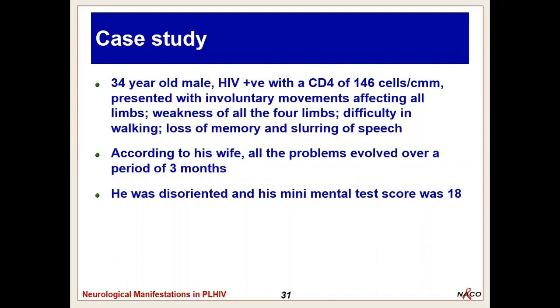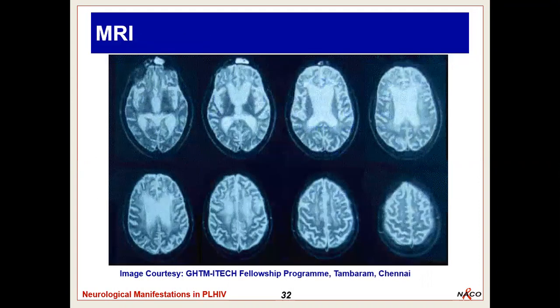He was disoriented, and the mini mental test score was 18. Okay, next slide, please. So on the slide you see the MRI of this patient, showing cortical atrophy and enlargement of ventricles. So what we're talking about here is HAND, that I mentioned before, or as widely known, AIDS-related dementia or AIDS dementia.